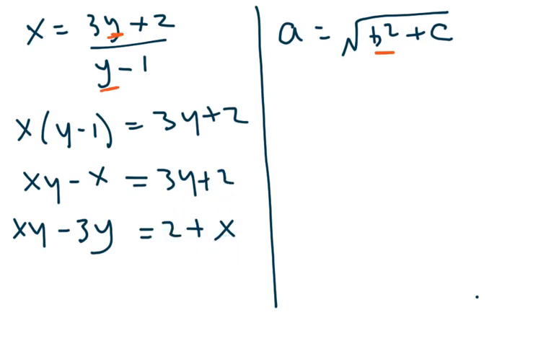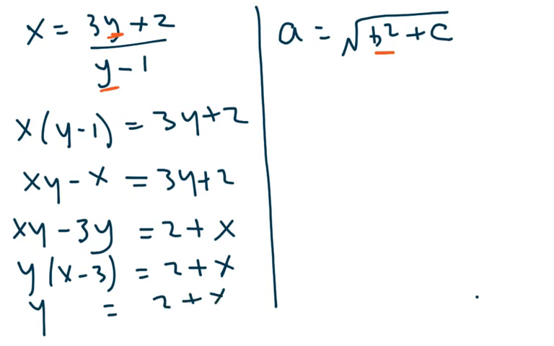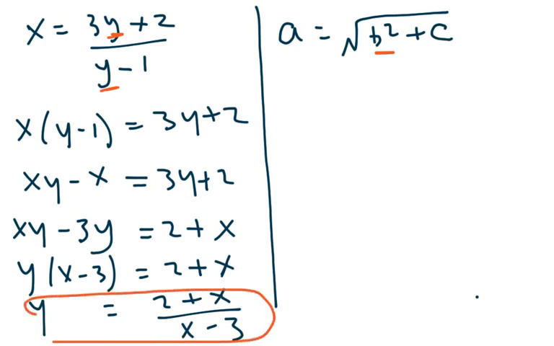So now I want to factor out, I'm looking for y's. So I'm going to now factor out the y. So y into x minus 3 is equal to 2 plus x. And then y is equal to 2 plus x divided by x minus 3. So there you are. y is equal to 2 plus x over x minus 3.